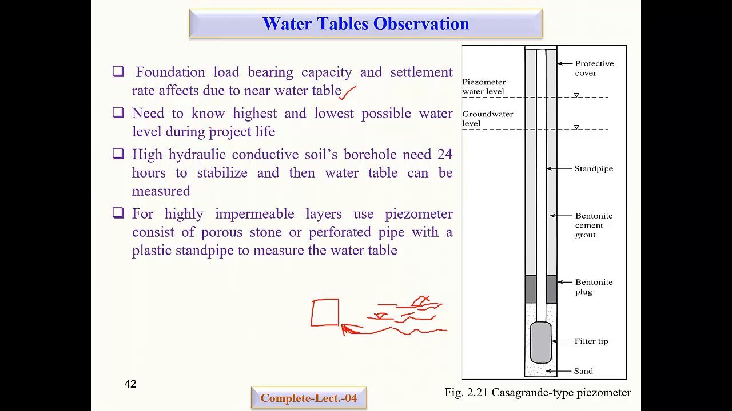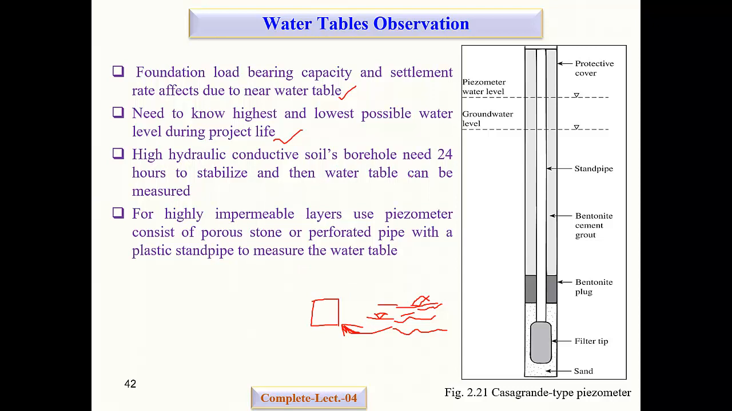Okay. So you need to know the highest and lowest possible water level during the project life. Since you're not designing a project for 1 year, maybe you're designing it for 100 years. So first of all, you need to know the water table in the rainy or monsoon season and in the winter. And you can also look into some statistical values, okay, what would be the maximum water level in some cases.